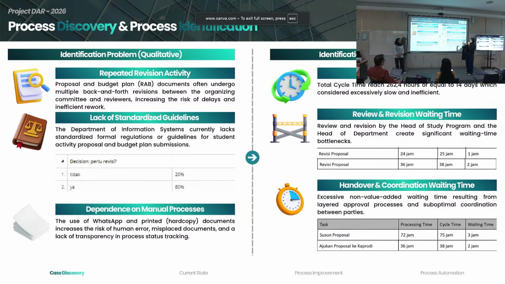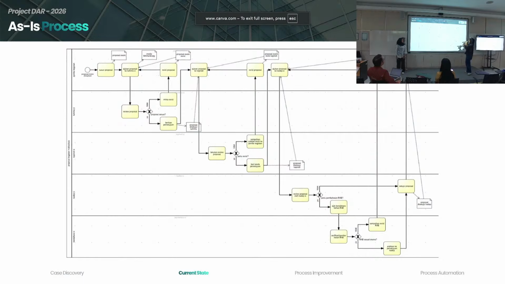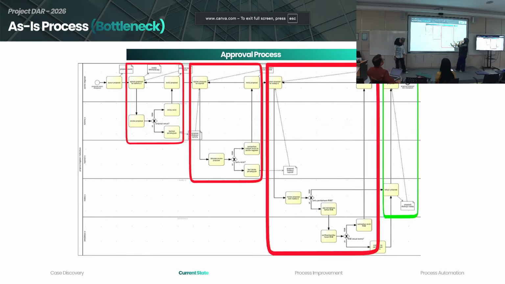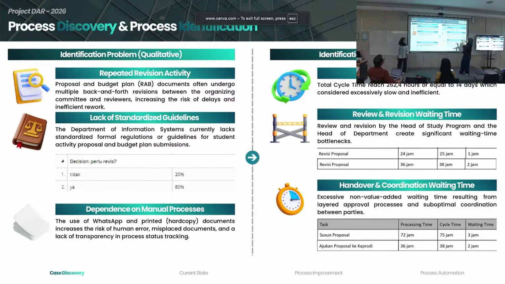Can we see the model? As you can see here, the red box indicates the same activities, just on three different layers. So it's actually the same activity, but it is repeated all the same. So documents often undergo multiple back and forth revisions, which increases the risk of delays and inefficient rework.